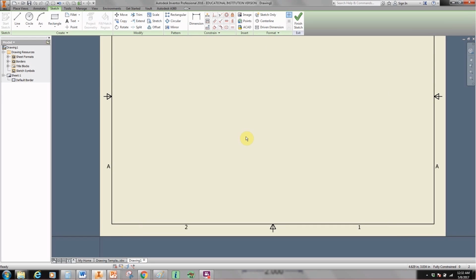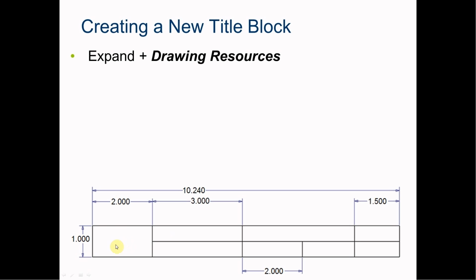Now that we're in sketch mode, we need to make the title block that's going to go down here at the bottom. If we take a look at the PowerPoint, it gives us all the dimensions that we need. So we're going to have a rectangle that's just over 10 inches long, 1 inch high, and then has some lines separating it. Here's one at 2 inches, another one at 3 inches, another one at 2, and then this one's 1.5 inches from the side. And then there's a line midway up, half an inch, from this 2-inch line all the way to the far right side. So let's go ahead and recreate that.